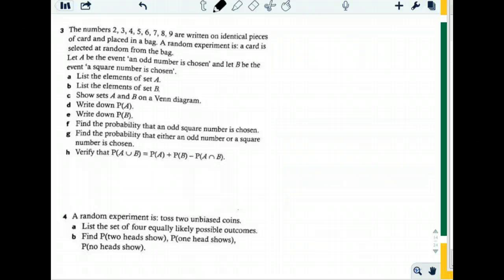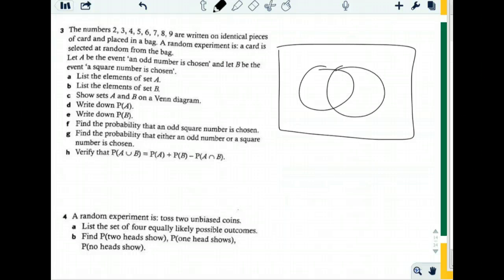Okay, let event A be an odd number chosen. Event B is a square number chosen. List the elements of A. That would be an odd number chosen, which would be 3, 5, 7, 9. List the elements of B, a square number chosen, which is 4 and 9. So B is 4 and 9, and A is 3, 5, 7, and 9. Look, 9's in both, so we want to put 9 in the middle.